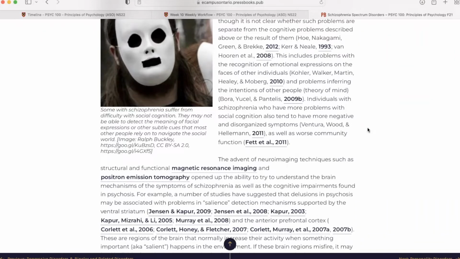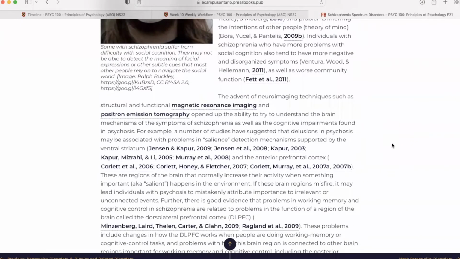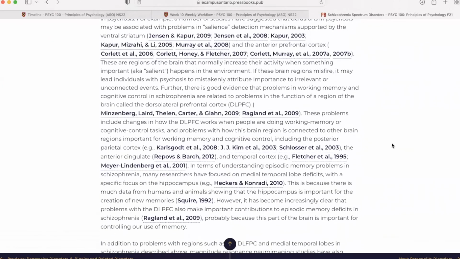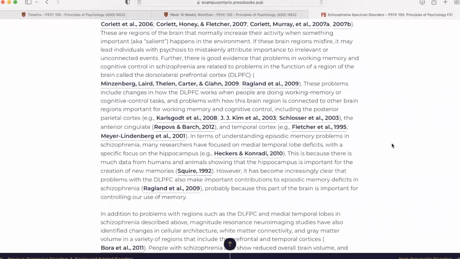The advent of neuroimaging techniques such as structural and functional magnetic resonance imaging and positron emission tomography opened up the ability to try to understand the brain mechanisms of the symptoms of schizophrenia, as well as the cognitive impairments found in psychosis. For example, a number of studies have suggested that delusions in psychosis may be associated with problems in salience detection mechanisms supported by the ventral striatum and the anterior prefrontal cortex. These are regions of the brain that normally increase their activity when something important happens in the environment. If these brain regions misfire, it may lead individuals with psychosis to mistakenly attribute importance to irrelevant or unconnected events.